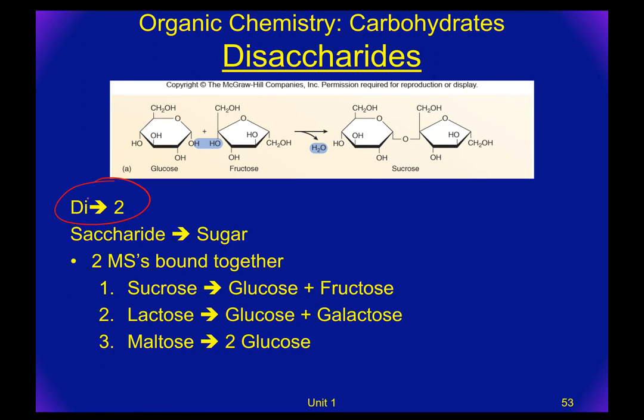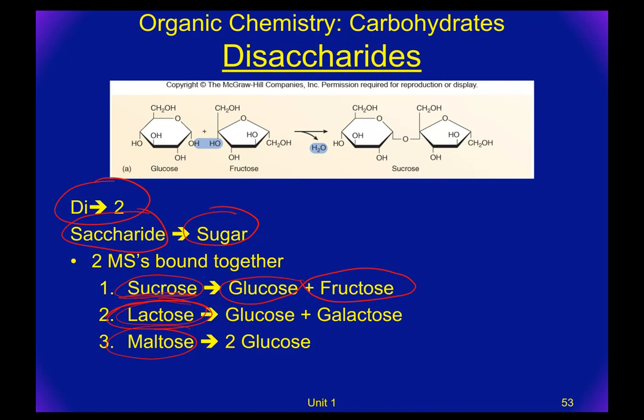The disaccharides. Di means 2, saccharide means sugar. We've got sucrose, lactose, and maltose. Now, think back. We just talked about our monosaccharides, right? So sucrose, this is what we put in our iced tea and in our coffee. It's a combination of glucose and fructose. So it's 2 monosaccharides coming together, di-2-saccharide.